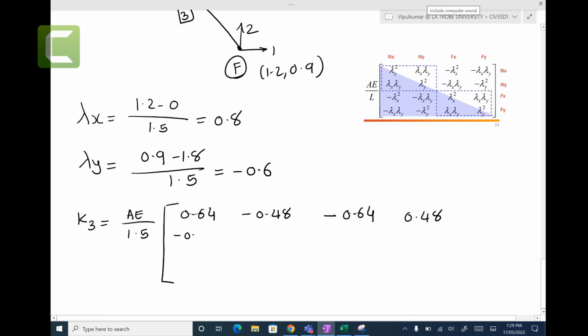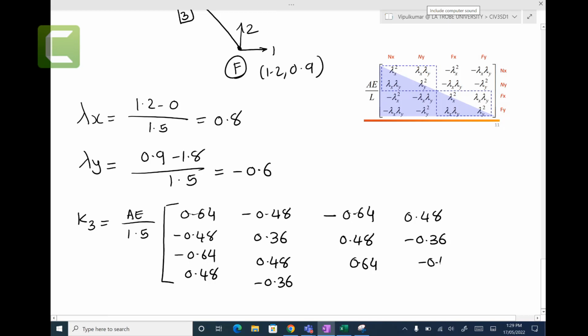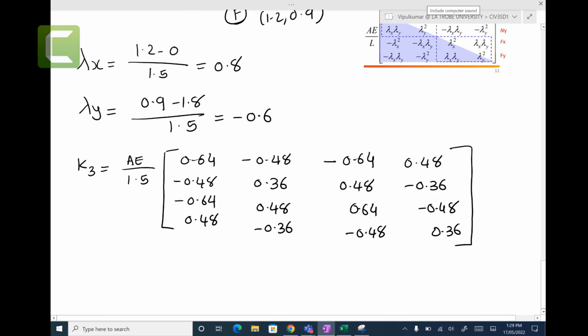And then you just copy this line. Don't copy it if you're not confident. Just do the plug and chug values and then compare it. Then 0.36, 0.48, minus 0.36, positive 0.48, minus 0.36, 0.64, minus 0.48, minus 0.48 and 0.36. And we will write the coordinates later.